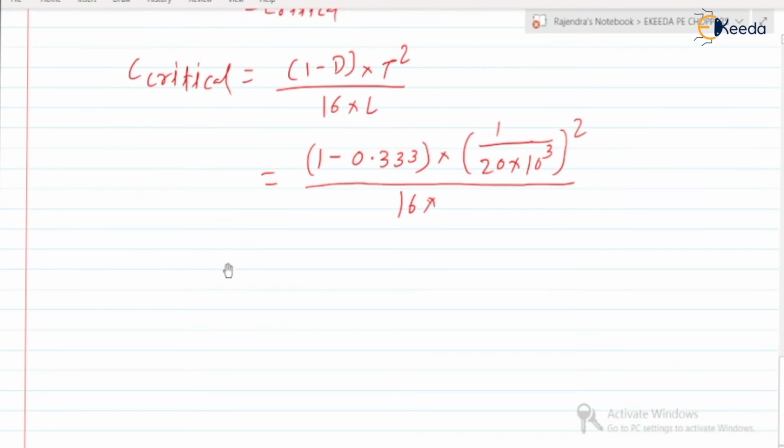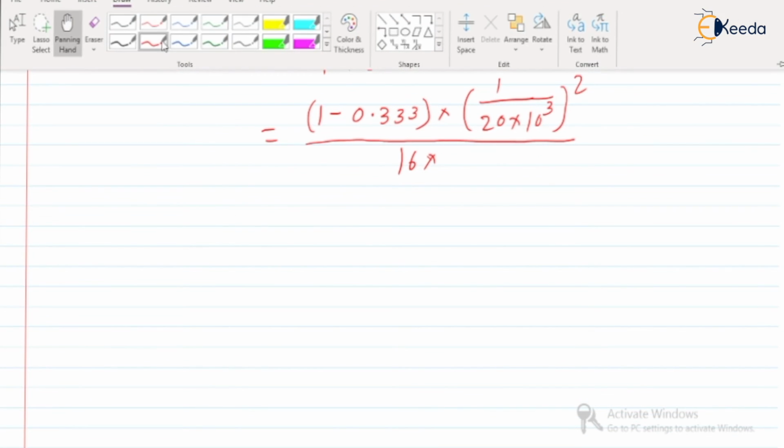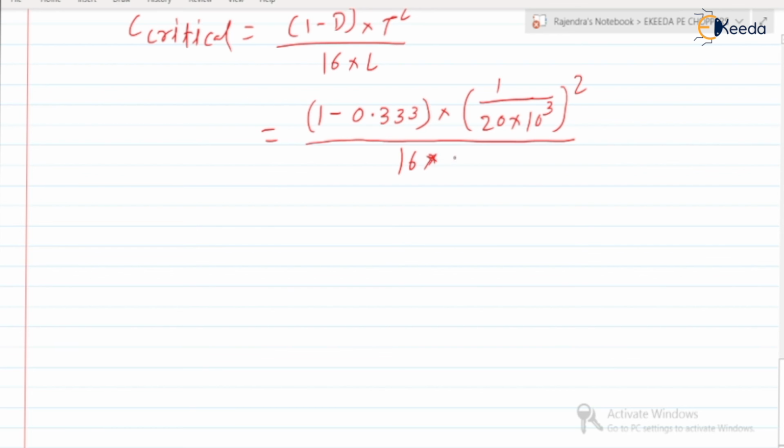So with 0.33 millihenry and 10 to the power, if you check, it is equal to 0.3129, about 0.19 microfarad. Okay, this is the C critical value. Critical value of capacitor, right? Is this clear?